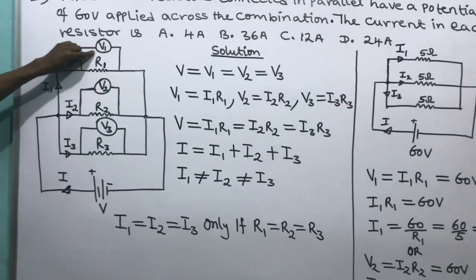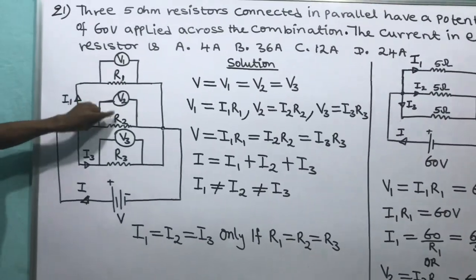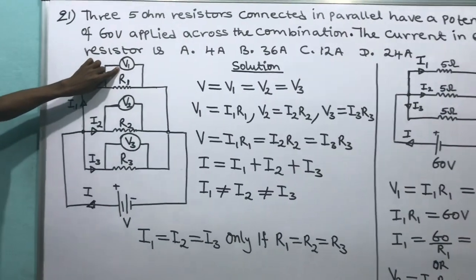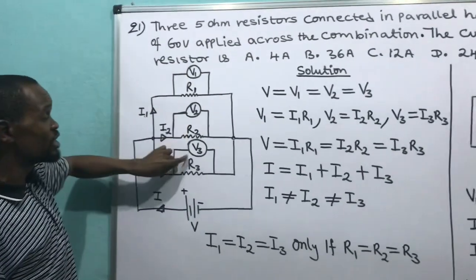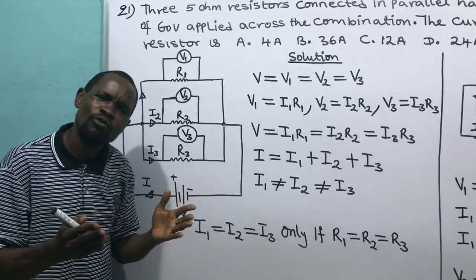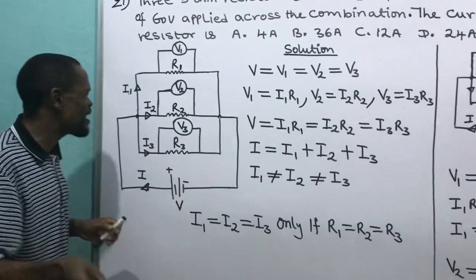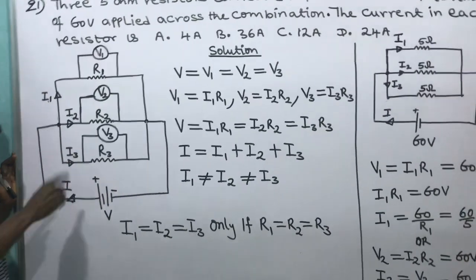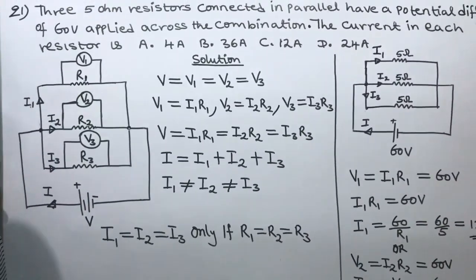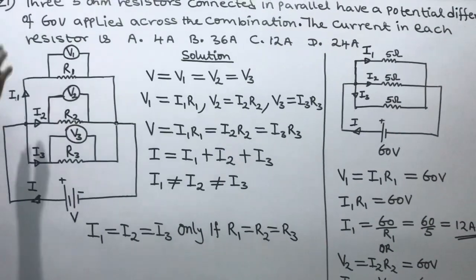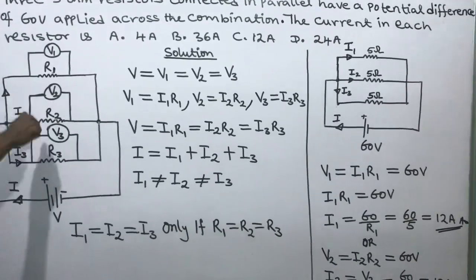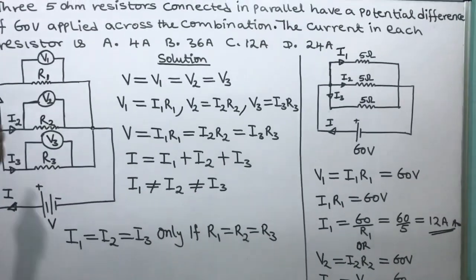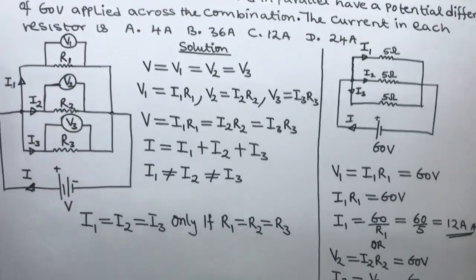Then let me shock you. The voltage drop across this one, and this one, and this one are the same. If the voltage drop across this one is 20, this one will be 20, this one will be 20. That's the property of parallel connection. In parallel connection, the voltage drop across each resistor is the same, but the current that flows through them is not the same. I'm coming again. In parallel connection, the voltage drop across each of the resistors is the same, but the current that flows through them is not the same.